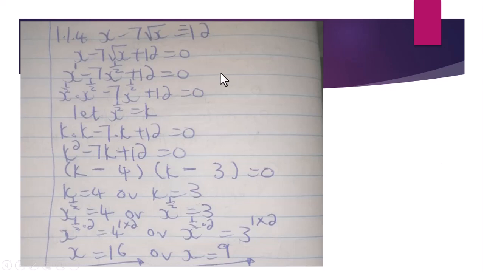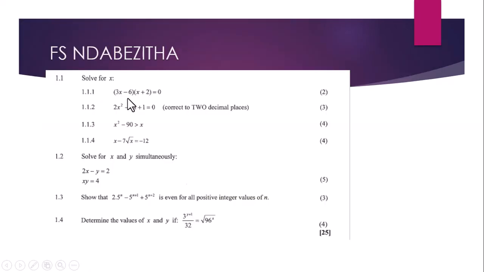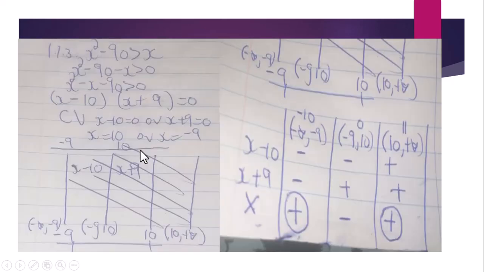And we are dealing with the square roots now. x minus 7, the square root of x is equals to 12. Remember, we are solving for x, so I will take this to the other side. Sorry, this is equals to minus 12. This is minus 12. Let me show you that. Here it is. It is minus 12.